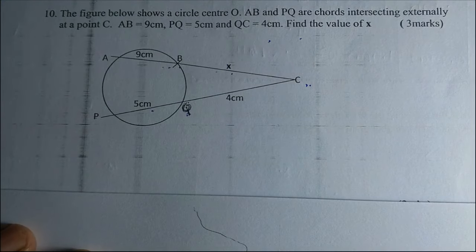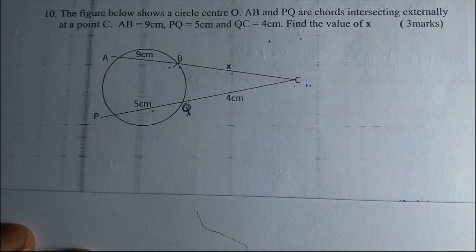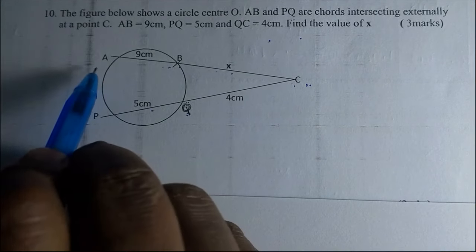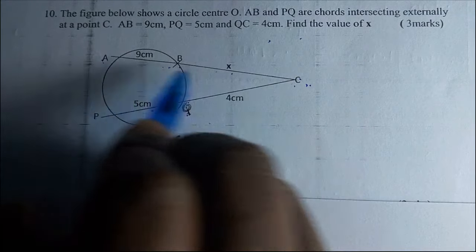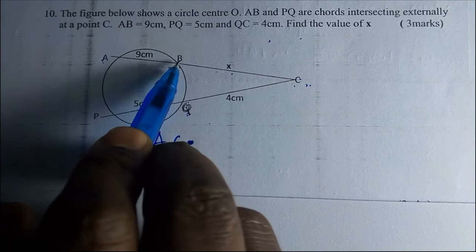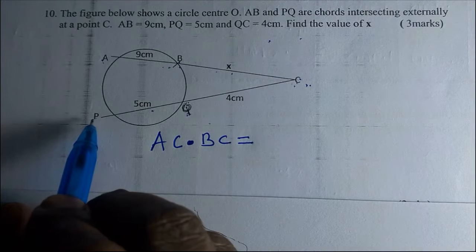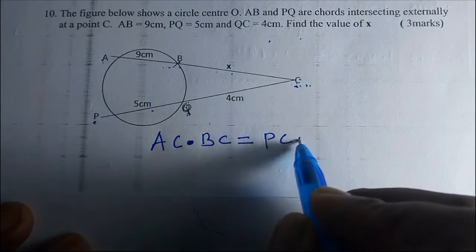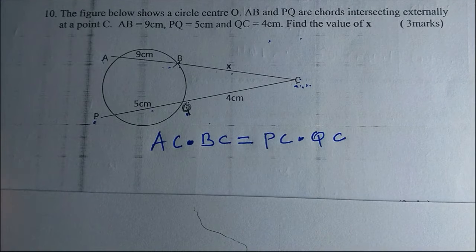So these are chords which are intersecting externally. This is external. So you need to remember how to write the formula. If they are meeting externally, then remember AC, the longer one, AC times BC, this dot means multiplication, is exactly equal to PC, the longer, PC times QC. That is very important. That's what you need to understand.